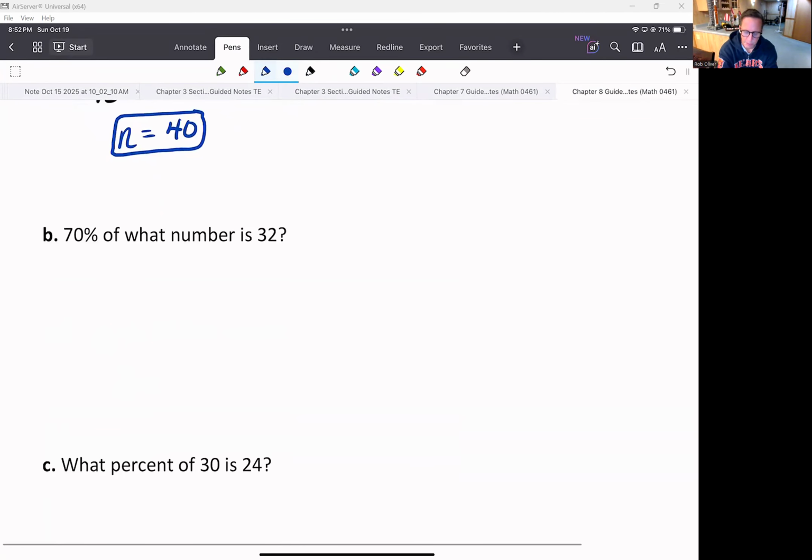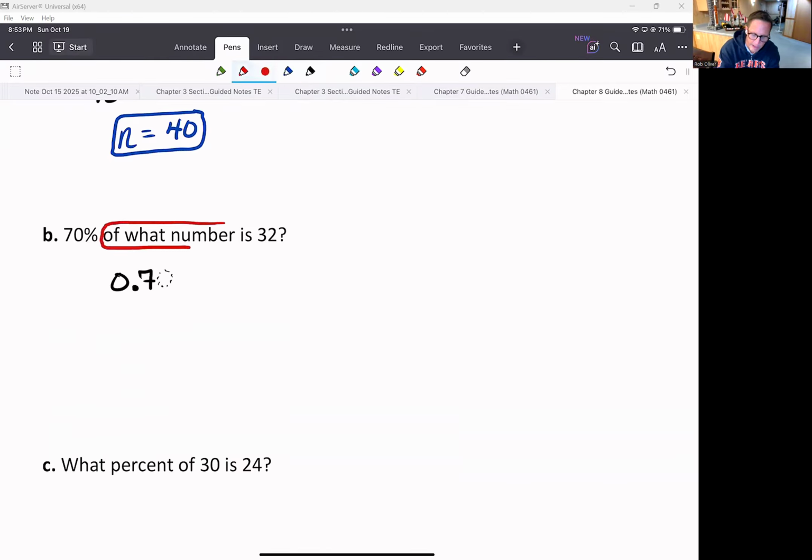All right, anyhow, 70% of what number is 32? Okay, so 70% is our percent. I'm going to write that as a decimal, 0.7. If you want to put a zero there, you can, you don't really need to. Of what number? Like I said last time, of is a good indicator that you're dealing with the whole, or the base. So times n equals 32. The is there is a good indicator we're dealing with the part.